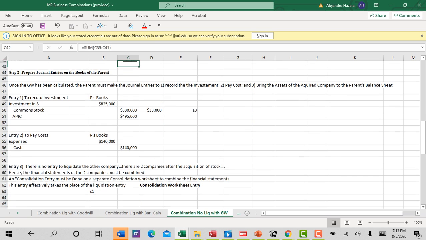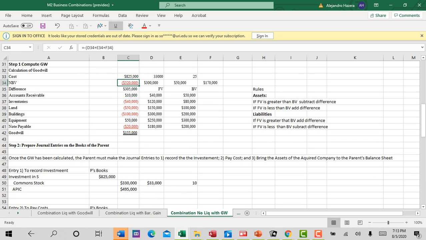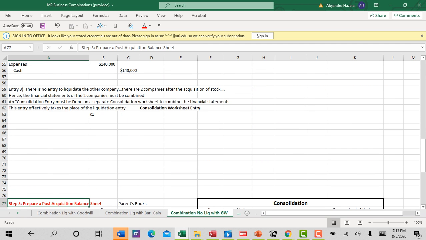Okay, so the basis for this entry really is these three numbers here, because you own it, you're going to throw the equity away. We're going to eliminate the investment account and then bring over the adjustments. Okay, so here's what we're going to do. We're going to debit common stock. We're going to debit additional paid in capital. And we're going to debit retained earnings. Okay, and we're going to do those for the amounts.